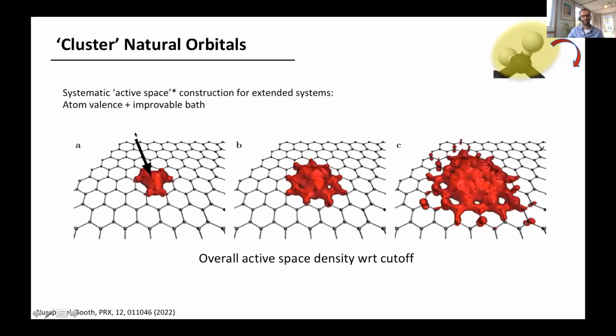This is an example of a graphene sheet. I'm taking as my fragment the atomic valence orbitals on this central carbon atom. As we change our truncation level, this describes the density of the active space that we're describing. You can see that it expands out as we allow ever larger long-range fluctuations to be described, but we can also cut things off. So this is, in some ways, a systematic way of constructing an active space that actually works for extended systems.